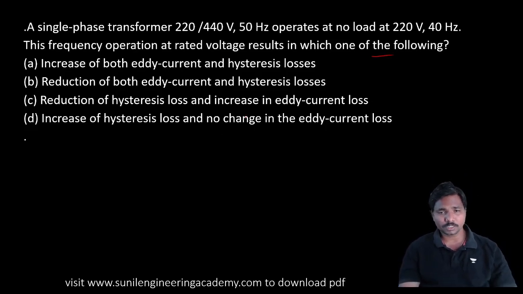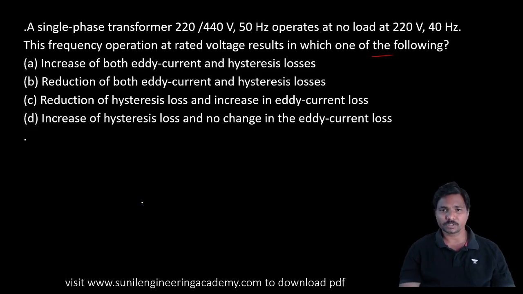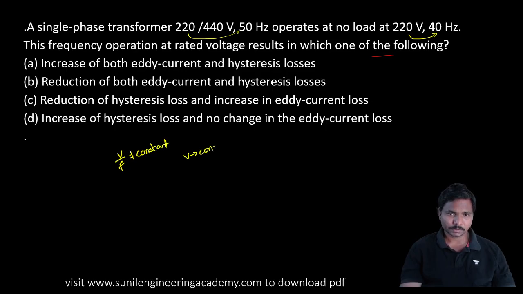So they're asking about the losses question. I said already, whenever you get a losses question, first of all you have to check whether V by F is constant, that is, whether B max is constant or not. So here it is 220 volt 50 hertz, and here 220 volt 40 hertz. So V by F is not constant. The voltage is constant, but frequency is reduced. Then what happens to the hysteresis and eddy current losses?